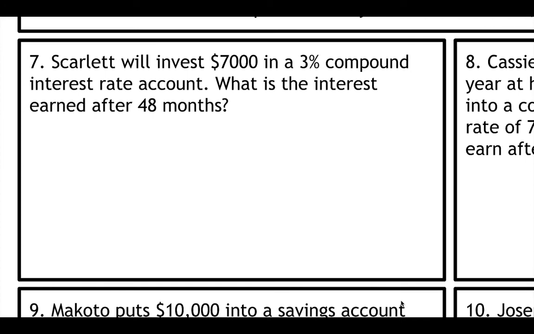So let's talk about Scarlett. Scarlett will invest $7,000. There's her initial amount, P. And a 3% rate, compound. What is the interest? It didn't say total in the account, we're looking for interest, earned after 48 months. There's our time, over 12 because it's in months. Okay, so let's write our formula.